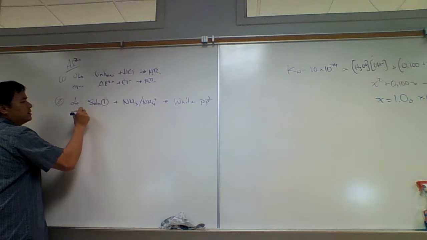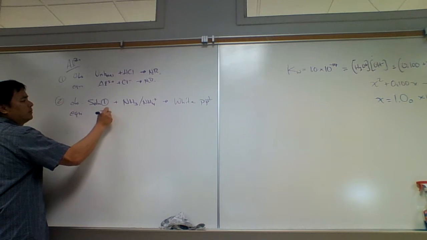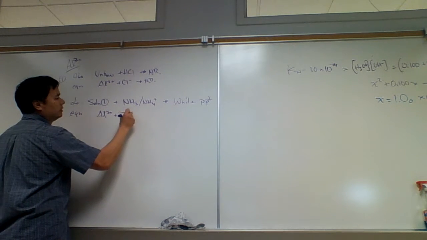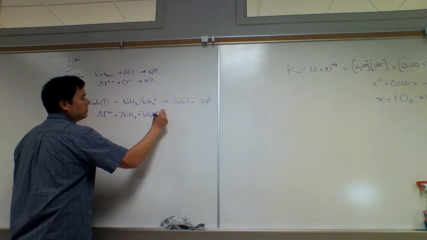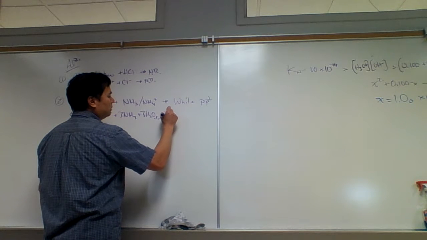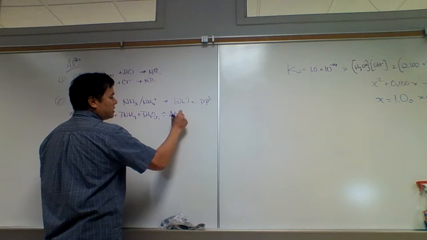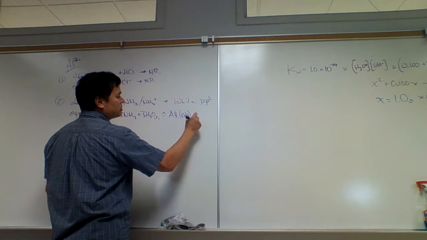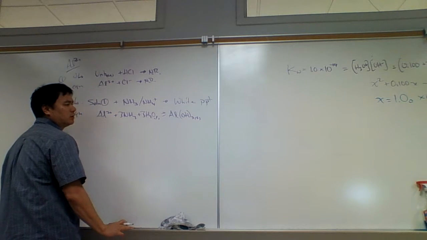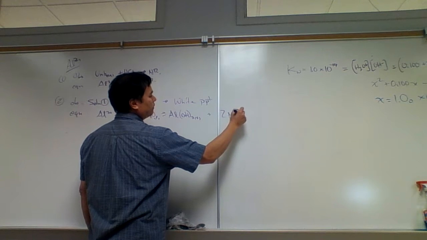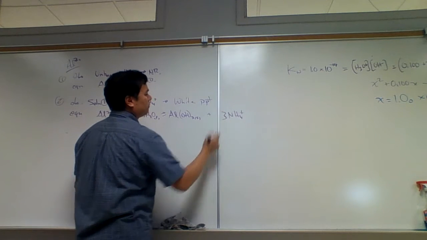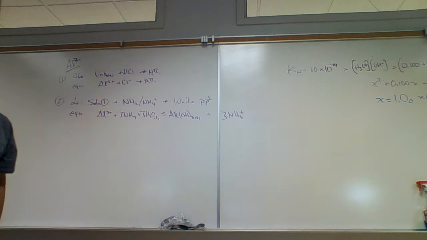The equation for this will be aluminum 3+ plus 3NH3 plus 3 waters. This is going to produce aluminum hydroxide. The aluminum hydroxide precipitates and drives this reaction, plus 3 ammoniums. What kind of reaction is this? Metathesis.